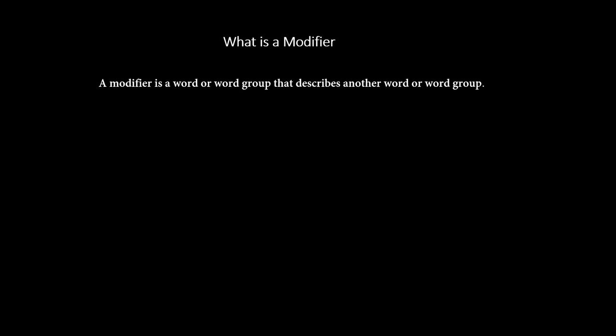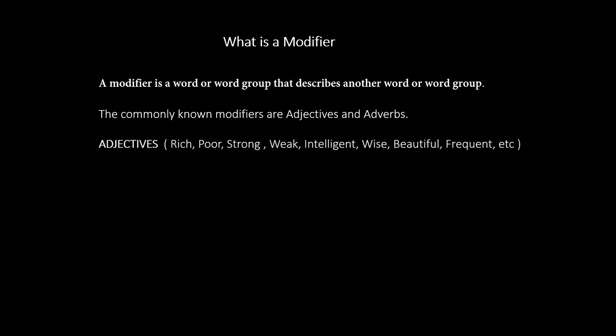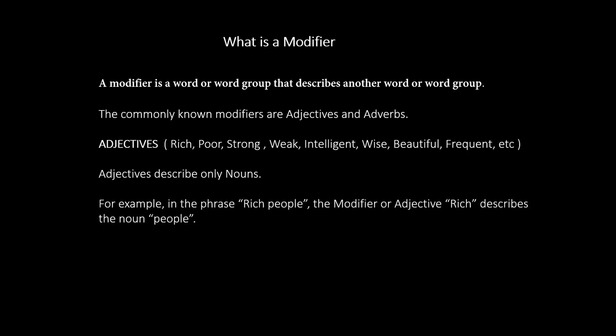Modifiers. What is a modifier? A modifier is a word or word group that describes another word or word group. The commonly known modifiers are adjectives and adverbs. Adjectives: rich, poor, strong, weak, intelligent, wise, beautiful, frequent, etc. are examples of adjectives. Adjectives describe only nouns. For example, in the phrase "rich people," the modifier or the adjective "rich" describes the noun "people."